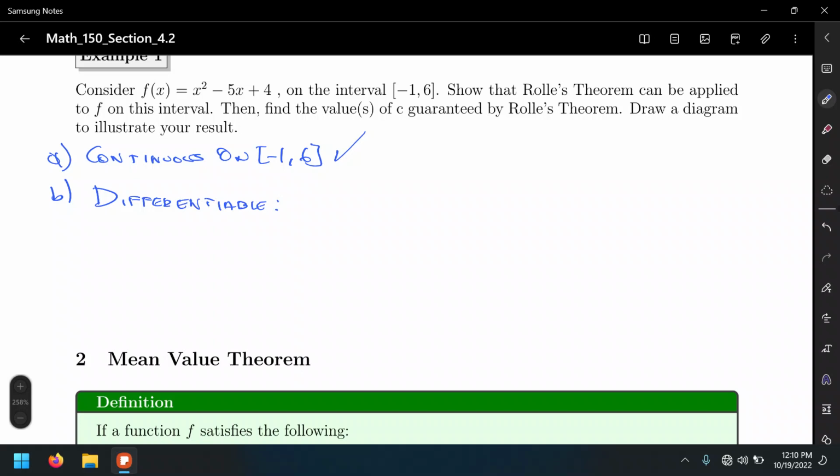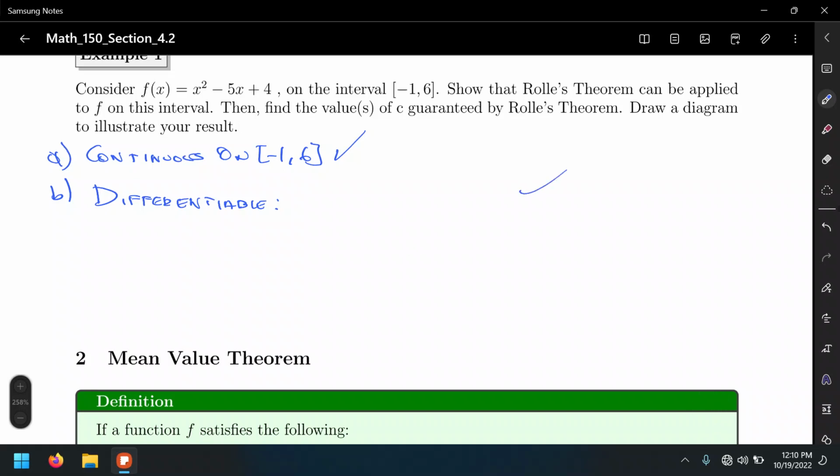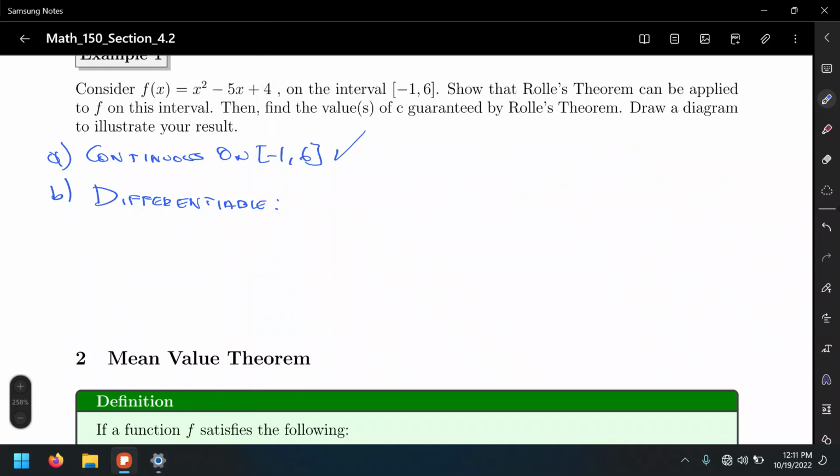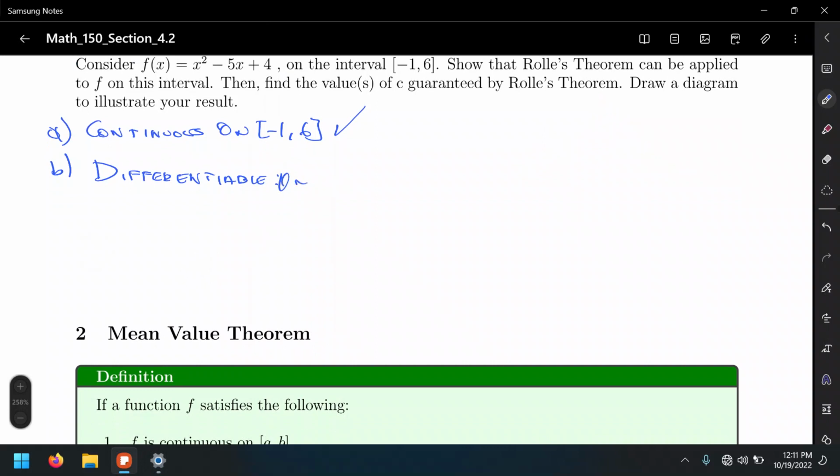But we need to be careful. The fact that a function is continuous doesn't mean it's differentiable, but the reverse is true. Differentiable means continuous, because a function can be continuous, but what if I have a function with a cusp? At the cusp it is not differentiable. All right, so differentiable on (-1, 6). That has to be an open interval. I will explain why in a minute.